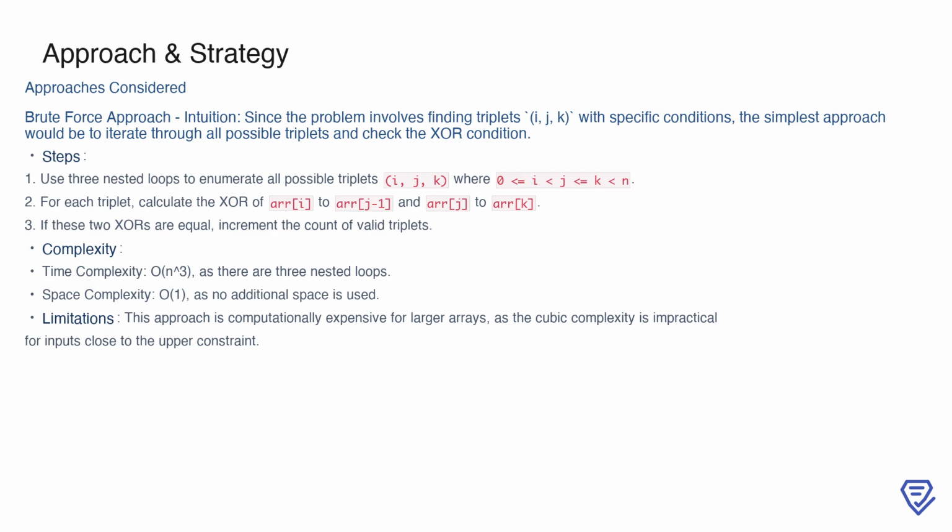However, this approach has a time complexity of O(n^3) due to the 3 nested loops, which makes it infeasible for larger arrays, especially when the input size approaches the upper constraint. While it has minimal space requirements, the computational cost renders it impractical for competitive programming scenarios.